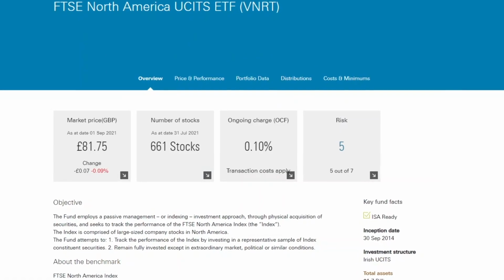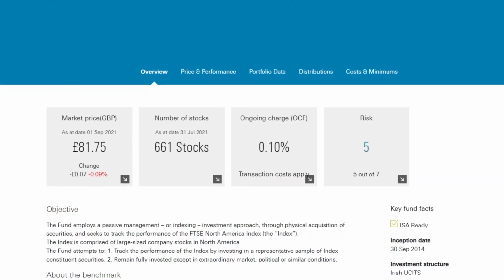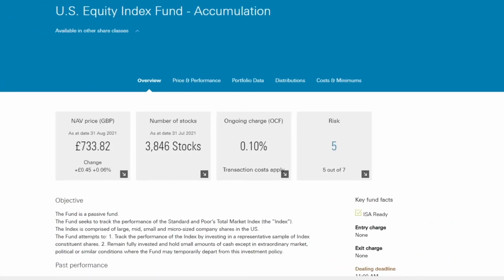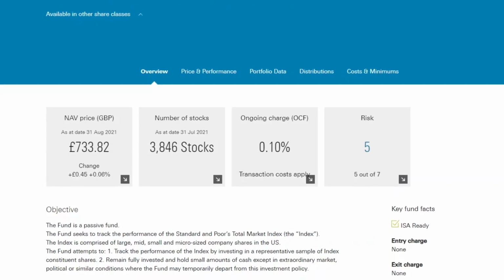If you really want to include Canada, then you could consider dropping the US Equity Index Fund and replacing it with the North American ETF, which is basically the S&P 500 plus some Canadian stocks. The reason we didn't choose this ETF though is because it only invests in around 660 stocks, compared to 3,800 in the US Equity Index Fund. So we did just want to make it clear that this portfolio doesn't have perfect global coverage, but it definitely does the job.